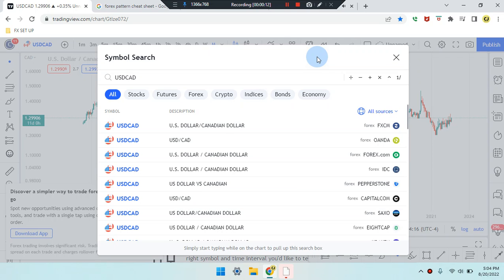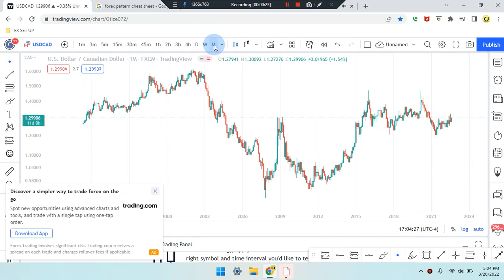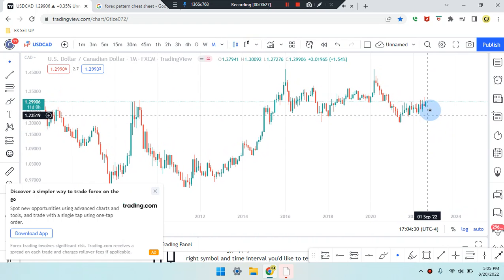Okay, everyone, this is Cam Jones, FX Daily Analysis, and we are marking up USD CAD. We are on a monthly time frame. Price action, last candle to the right hand side is a bullish green candle.